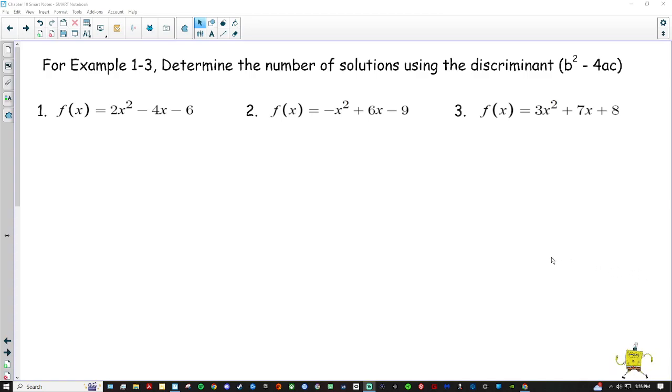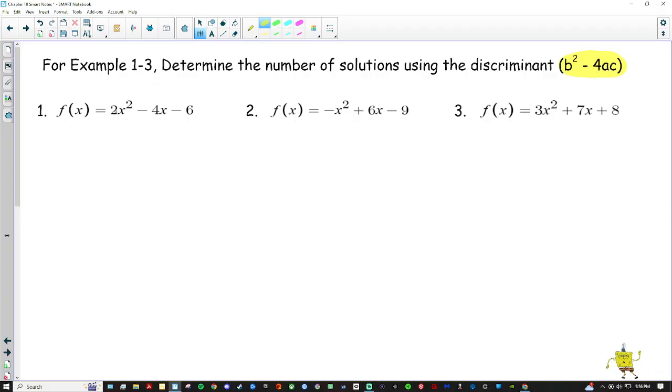Here's how to do the discriminant for Chapter 18. Now, the whole purpose of the discriminant is to determine how many solutions a quadratic has. Does it have 2 real, 1 real, or no real? In order to do this, all we need to do is know this part of the quadratic formula, b squared minus 4 times a times c.